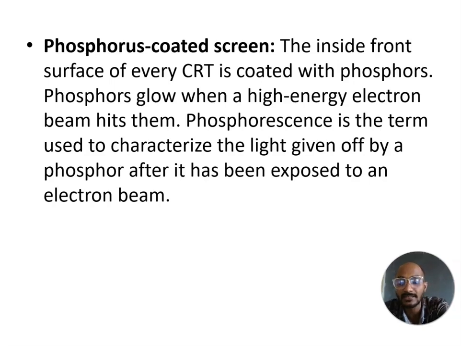Next, the phosphorus coated screen, the last portion. The inside front surface of every CRT is coated with phosphorus. We know that phosphorus is a highly active element. When a high energy electron hits the phosphorus, it will start glowing. Phosphorus screen is the term used to characterize the light given by a phosphor after being exposed to an electron beam. When the electron beam hits the phosphor coated screen, it will start giving light, or glowing.